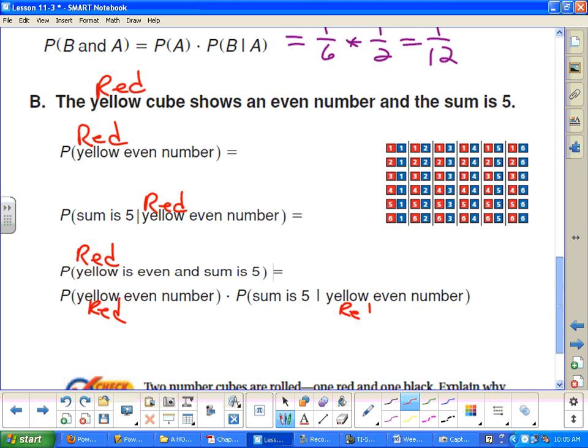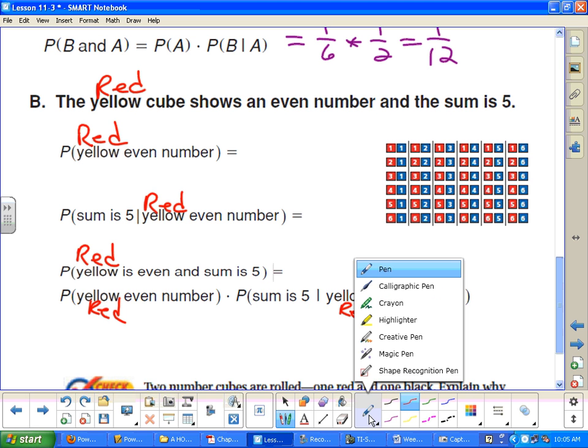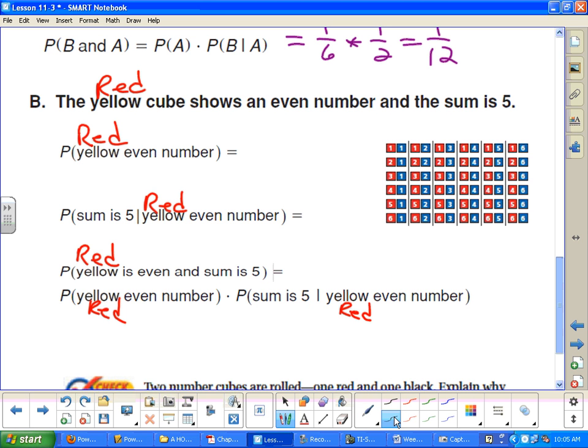Red. The red cube shows an even number, and the sum is 5. So first of all, we have to find how many of the red ones have an even number. Half of them, right? 2s, 4s, and 6s. So this probability is 18 out of 36, or 1/2.